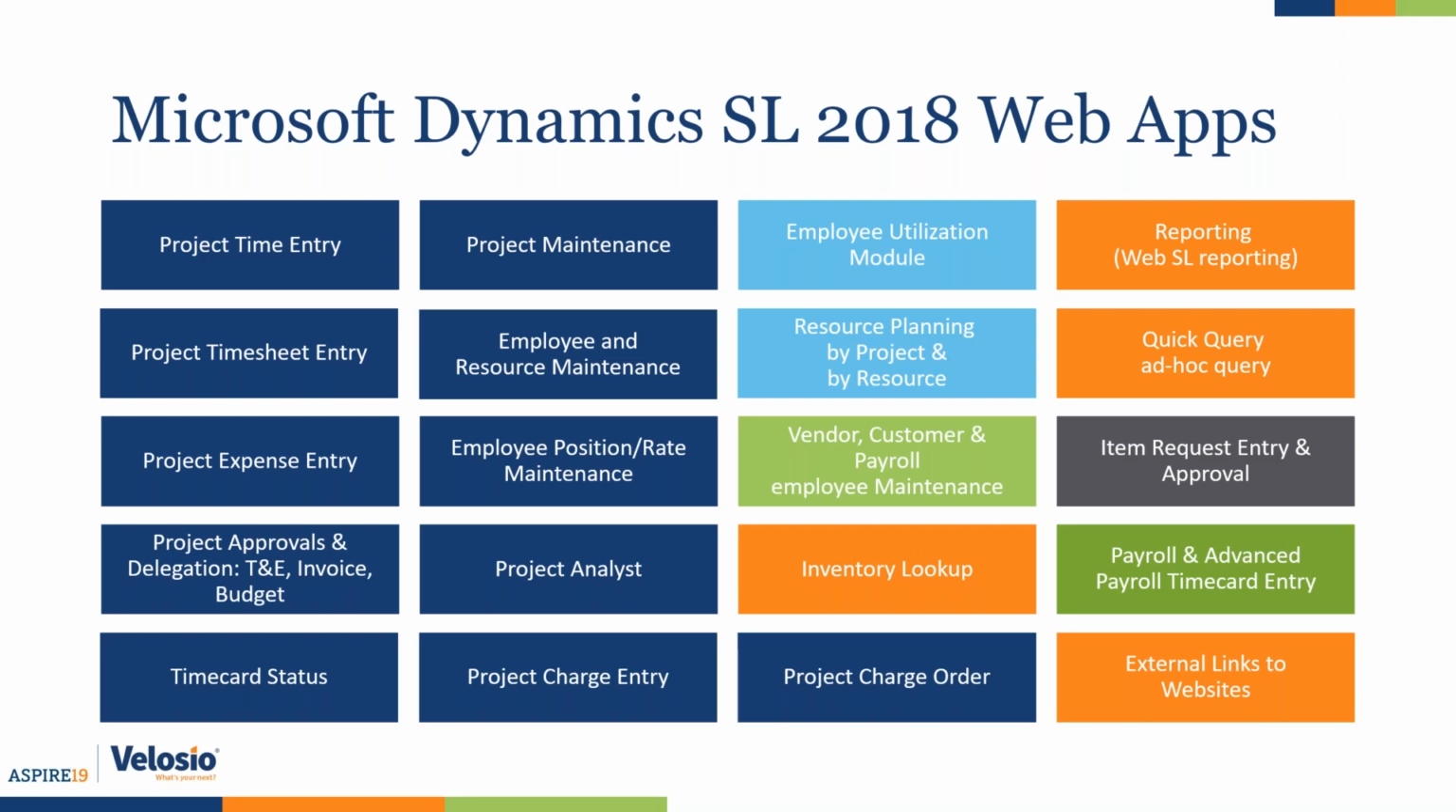The next in the light blue is employee utilization and employee resource planning, the ability to look and say, Jeff needs to be 60% billable, and how is he doing against that, and being able to actually schedule him out. Other items, being able to do things in the vendor maintenance, customer maintenance, and payroll employee maintenance, all those maintenance screens being accessed remotely with all the same functionality that you're used to seeing in SL. Being able to do an inventory lookup, reporting, a great functionality.